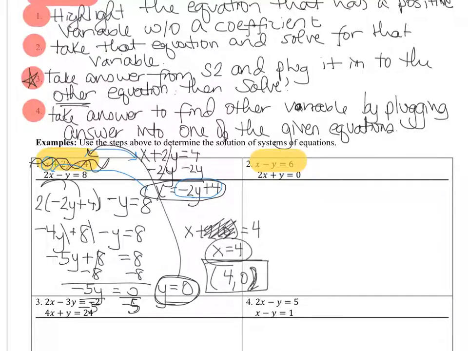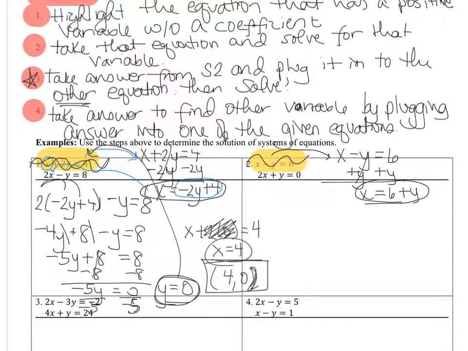So step 2. Take that equation and solve for that variable. So, take this, x minus y equals 6. What variable am I solving for? X. How do I get x alone? I'm going to add y to both sides. So I have x equals 6 plus y. I'm going to circle this so I see it, and I'm going to cross out that equation that I highlighted.